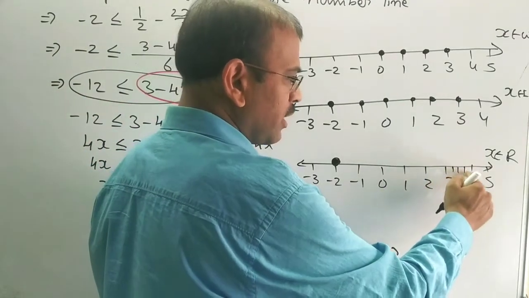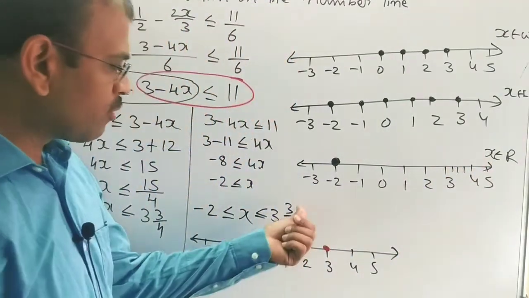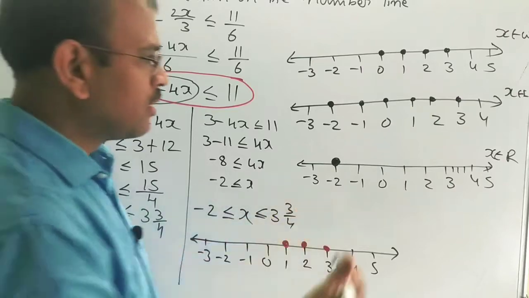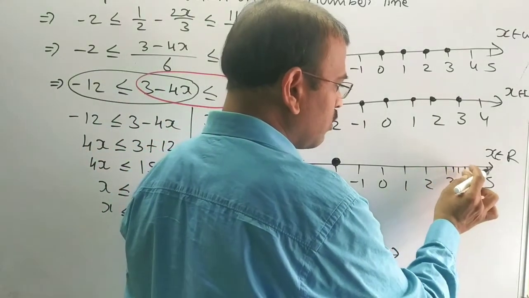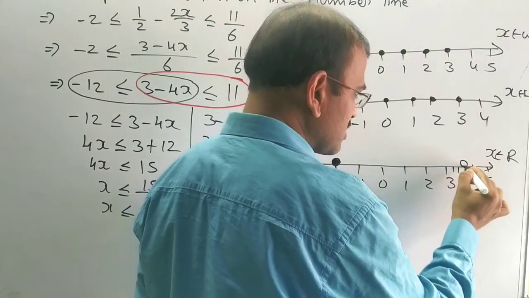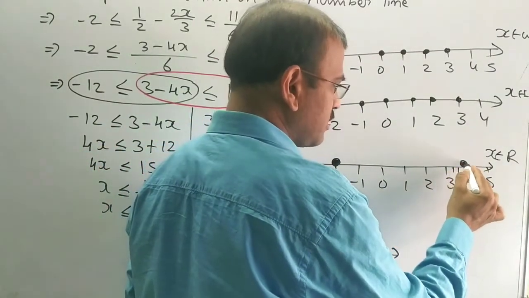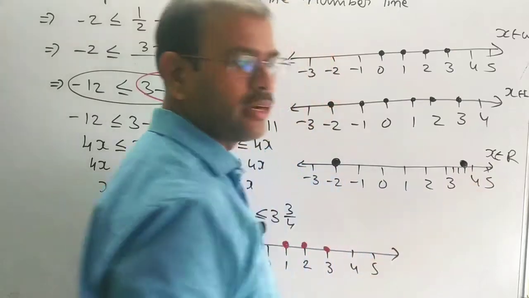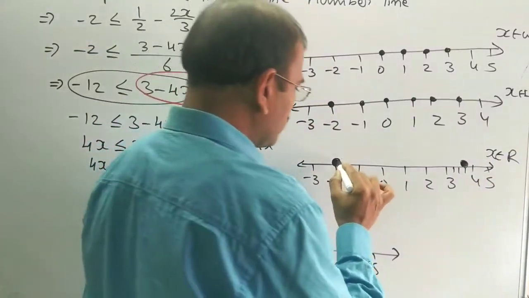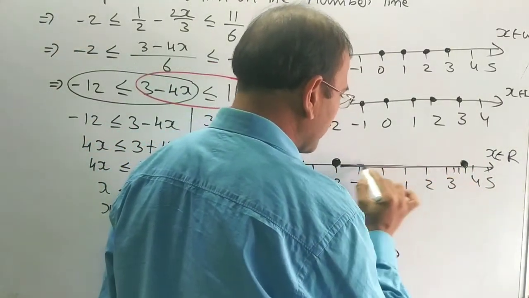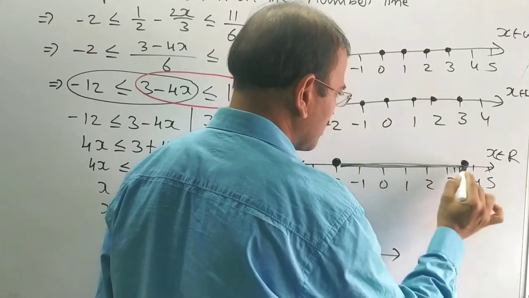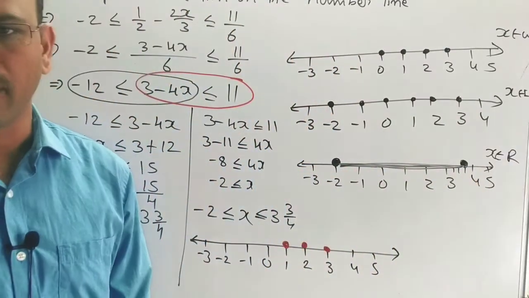1, 2, 3, 4. So now the numerator is what? 3. Now from the 3, counting 1, 2, 3. This is the number. So this number is included, so you can shade it exactly. Now this entire thing you are going to write like this.